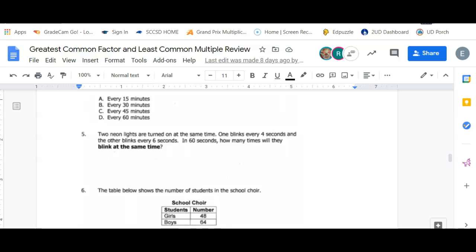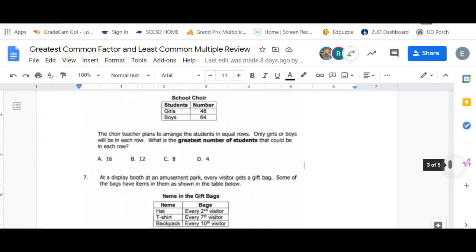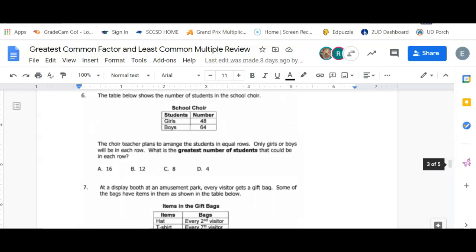Let's go ahead and try question number 6. All right, question number 6 says, the table shows the number of students in the school choir. There are 48 girls and 64 boys. The choir teacher plans to arrange the students in equal rows. Only girls or boys will be in each row. What is the greatest number of students that could be in each row?